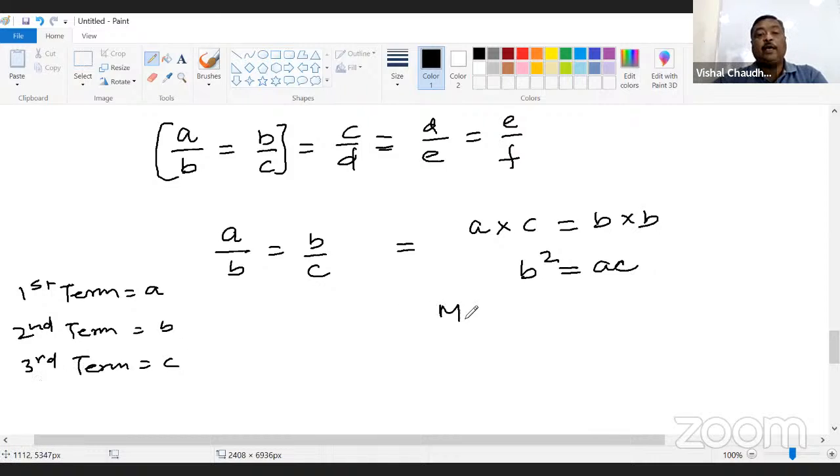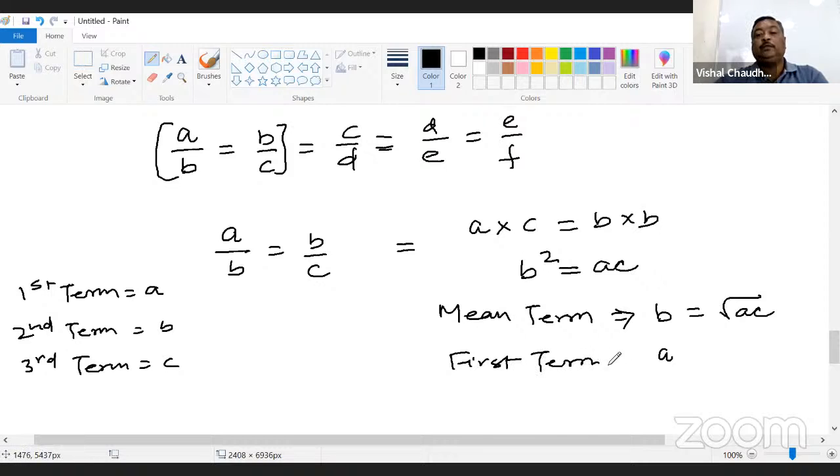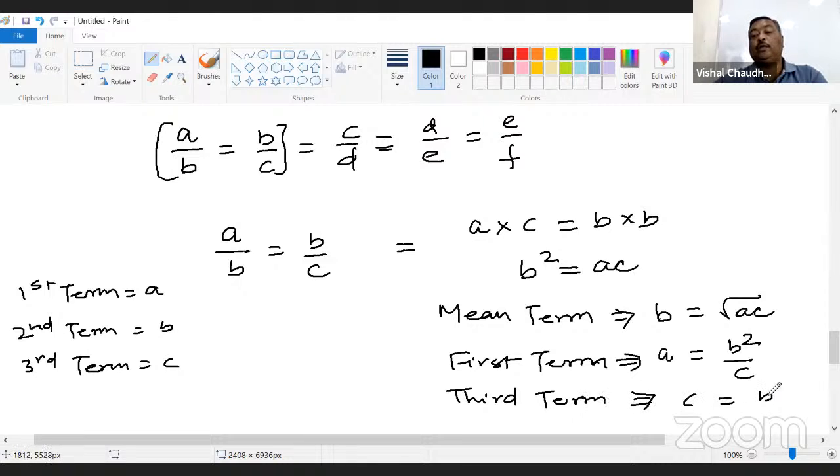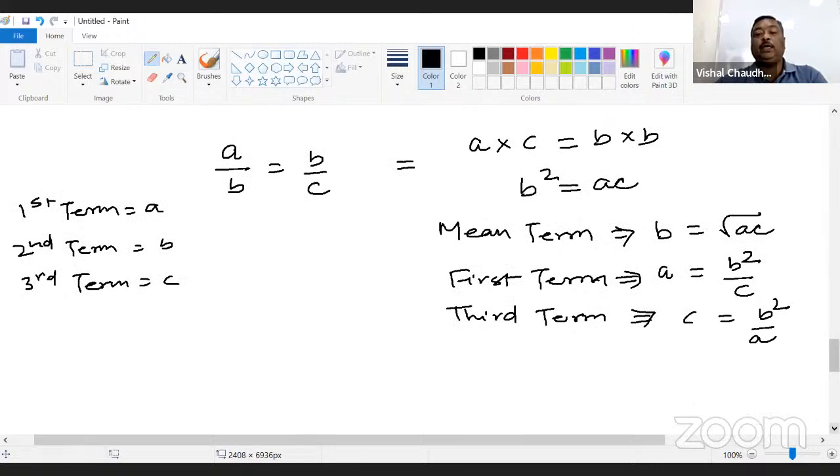Here, if we have to find the mean term, that is B, what we have to take? B is equal to under root AC. If we have to find the first term, that is your A, what we have to do is B square by C. If we have to find the third term, so C will be what? It will be B square by A.